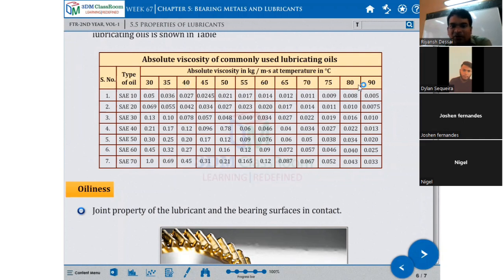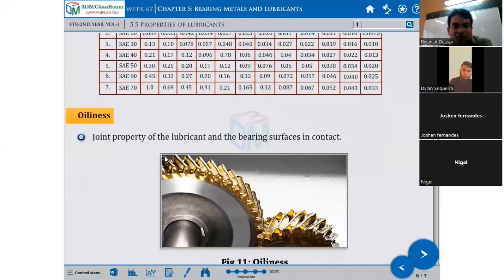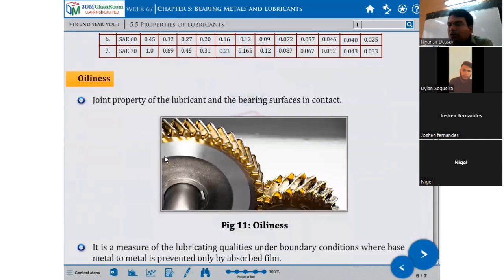These are all temperatures, 90 degrees, and all these are the absolute viscosity. Next is oiliness. Another property of a lubricant is called oiliness. The lubricant should have oiliness. A lubricant oil may have all the other properties, but it doesn't have oiliness.